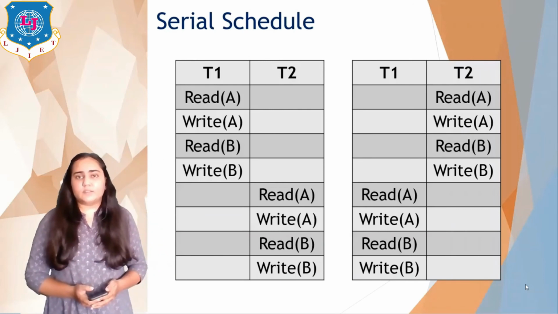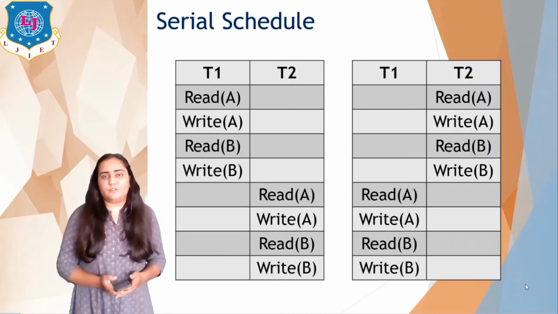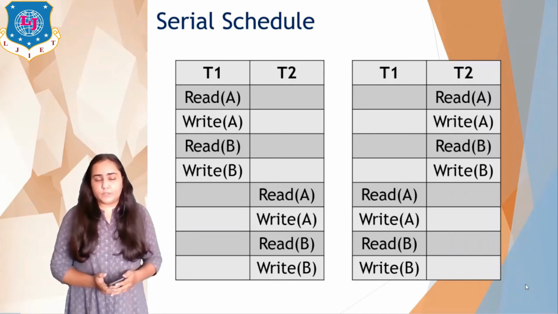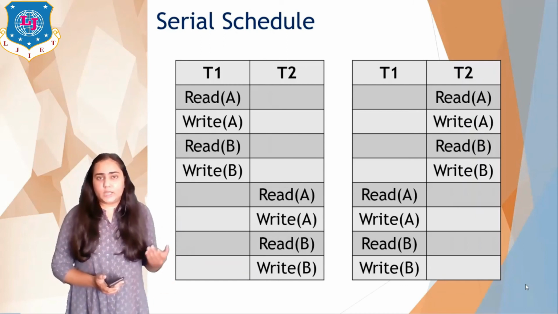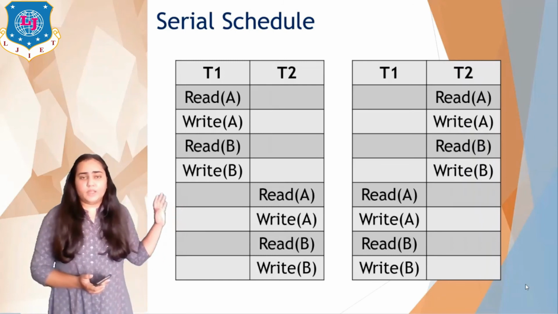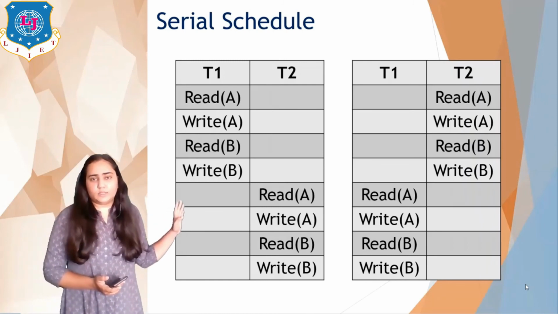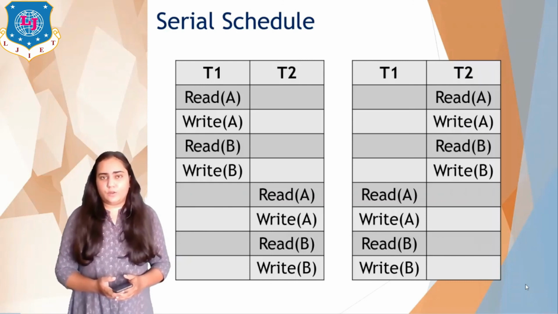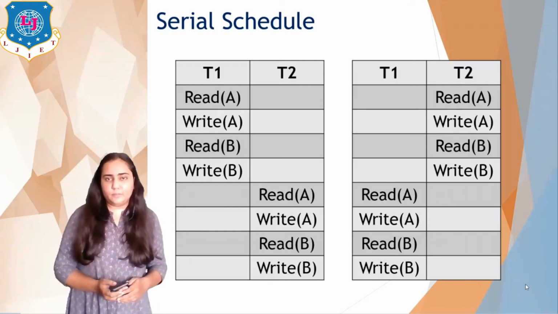Obviously, concurrency has its own benefits, because imagine if you were using a banking system where only after one transaction is over, you can perform another transaction. Then you would have to wait for somebody to finish their transaction in order to do your own. So a serial schedule is possible, but this is not what is done in practice. In practice, we use the concurrent schedules that we saw earlier.